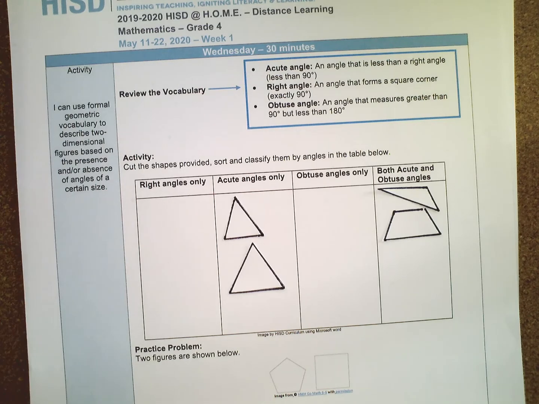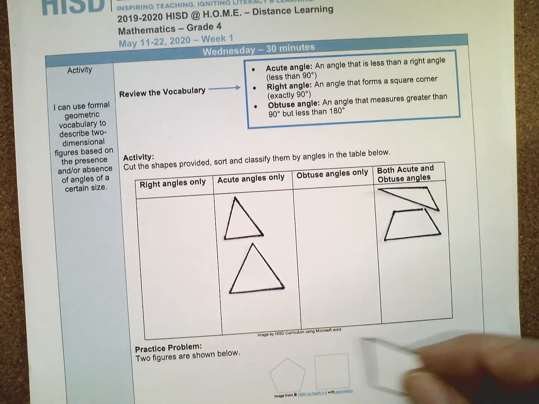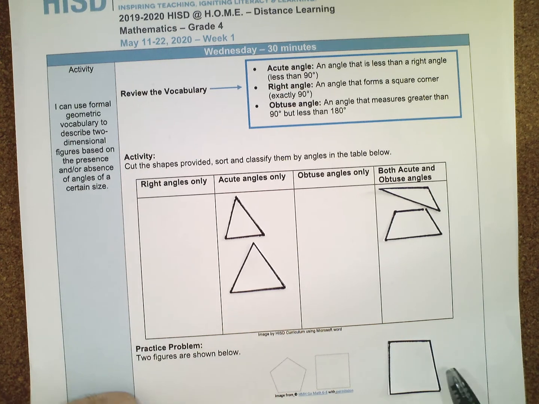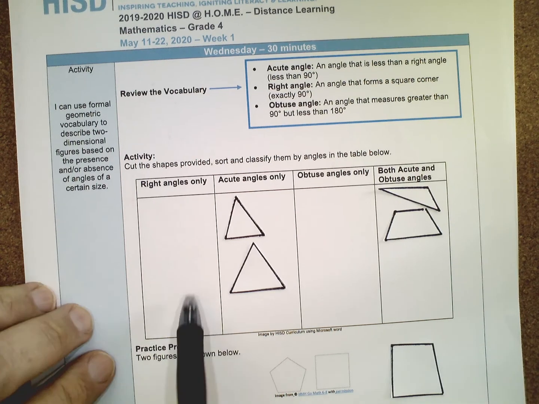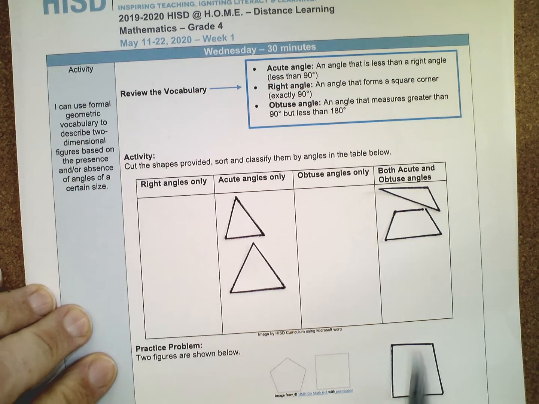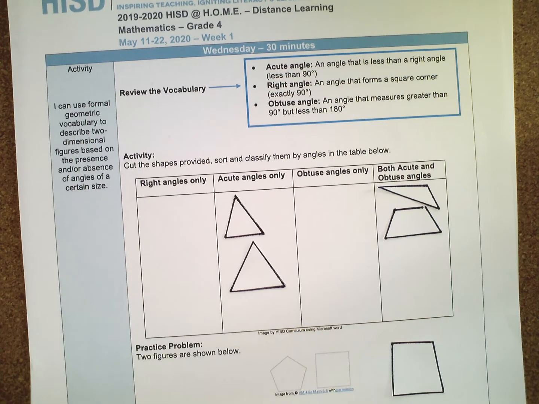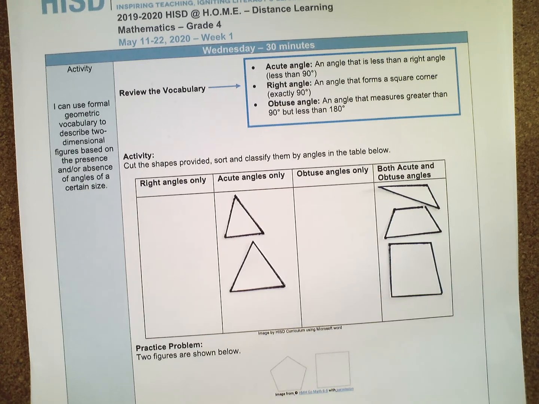Next one we have is this one, which is a trapezoid again. Now this one we see that we have two right angles, an obtuse angle and an acute angle. So we can't put it into right angles only because it has other types of angles. It doesn't only have acute, and it doesn't only have obtuse. It has both. So that one would go here.